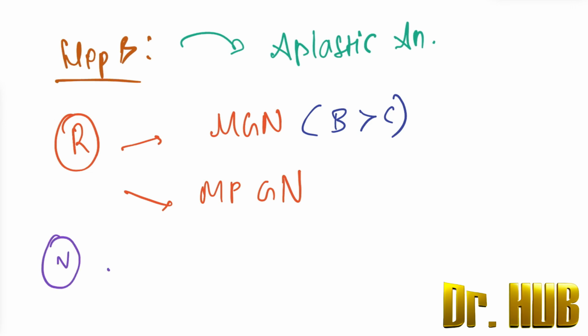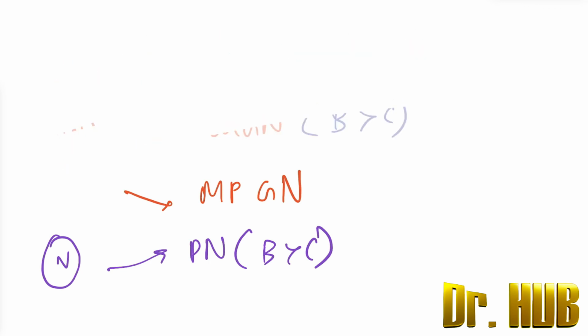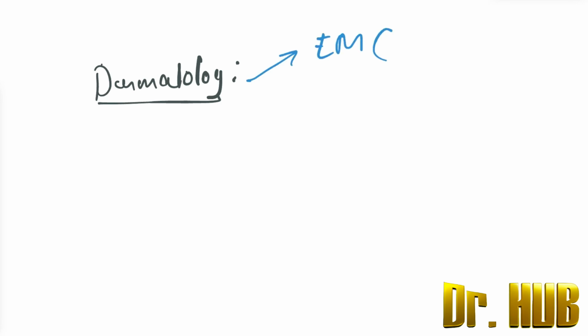Next, let's look at vascular. Under vascular, polyarteritis nodosa is present. Here also, it is B greater than C. Now let's look at dermatologic. Under dermatologic, there is presence of erythema multiforme. Here also B is greater than C.